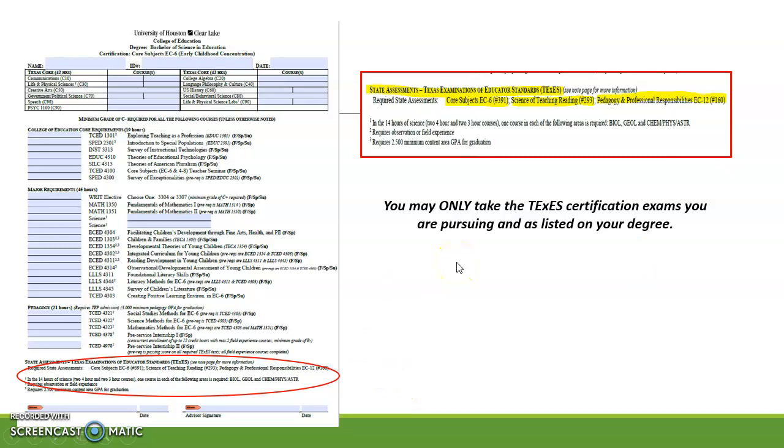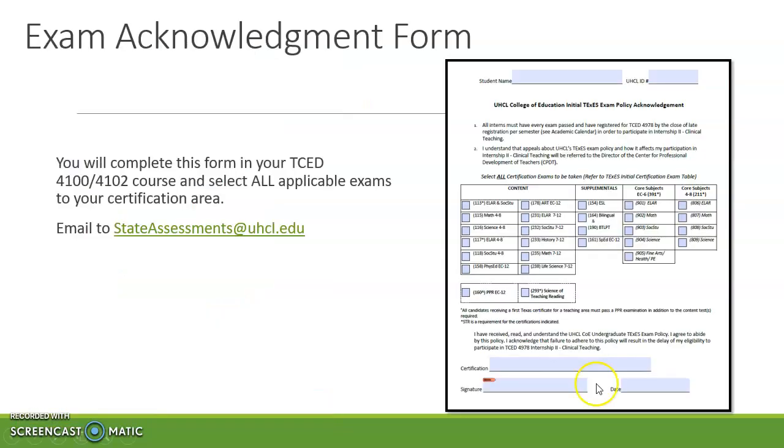You are only allowed to take the certification exams that are listed on your degree plan. So that means I can only grant you permission to be assessed in what is listed on your degree plan. Another assignment that you will be completing in this classroom and sharing with the State Assessments Coordinator as well is your acknowledgement form. This is a form that you complete in this course where you are selecting the exams that you are going to be responsible for. So for instance, everyone will be checking off the PPR because you all take the PPR.